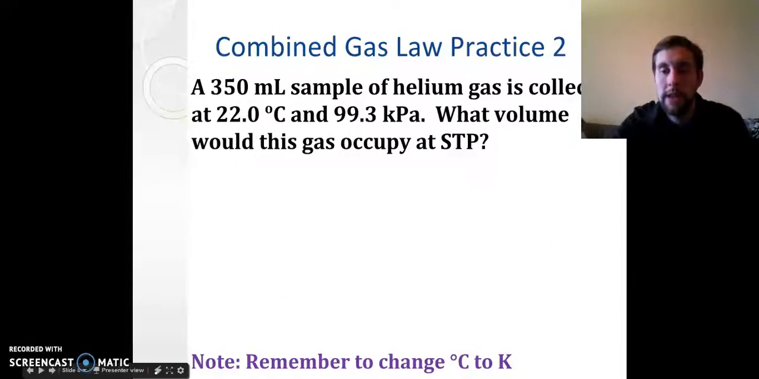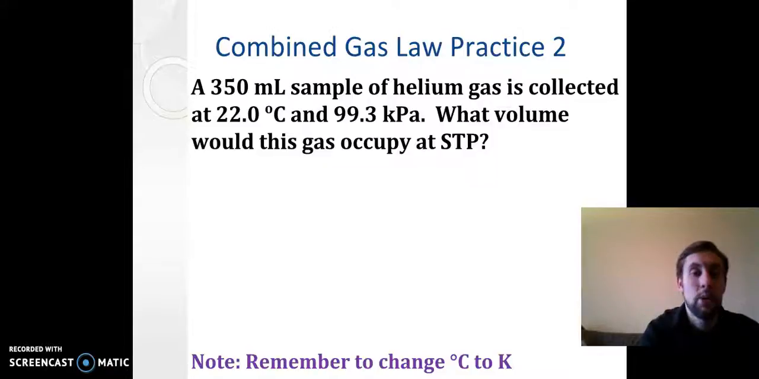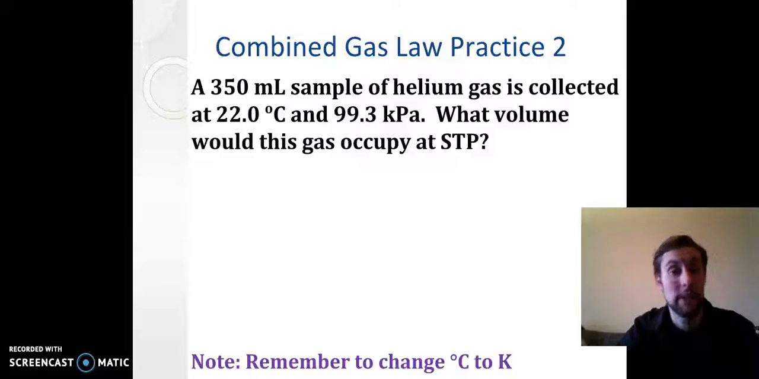Okay, our second example here says we have a 350 milliliter sample of helium gas, and it's collected at 22 degrees Celsius and 99.3 kPa. What volume will this gas occupy at STP? I give you a little hint at the bottom. If you think you can do this, go ahead and pause it. Either way, give it a shot, see where you get stuck if you can't do it. So when you think you've got it, or you're stuck, hit play again.